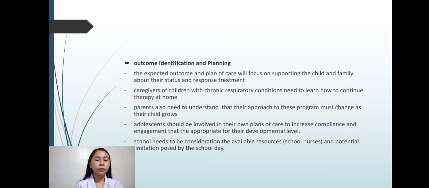Caregivers of children with chronic respiratory conditions need to learn how to continue therapy at home.